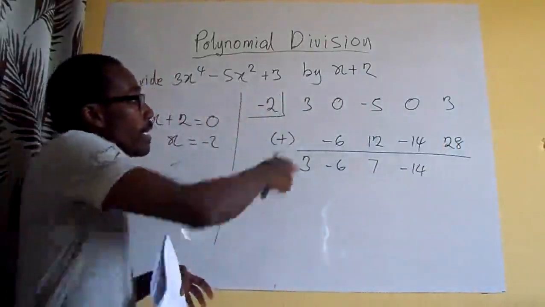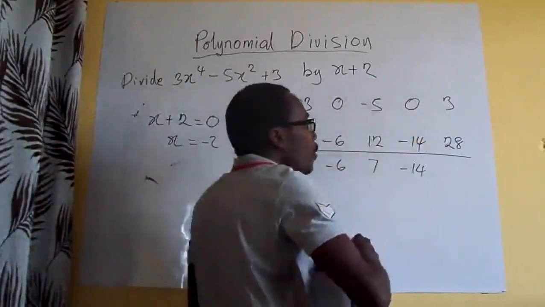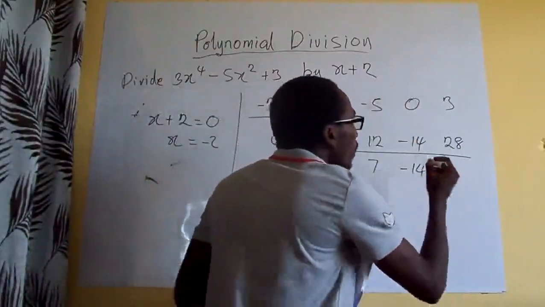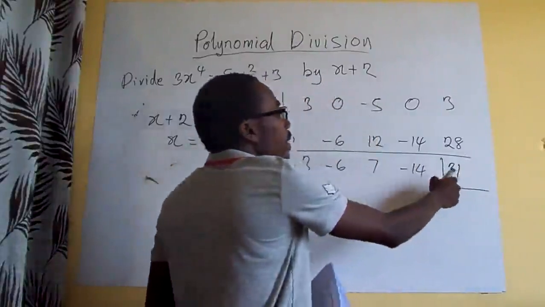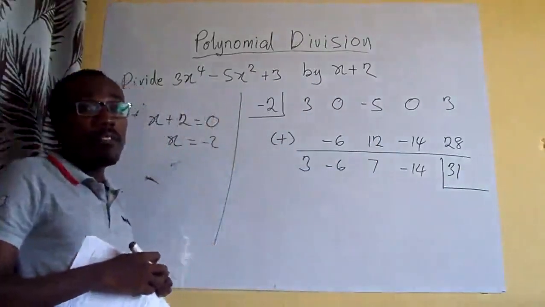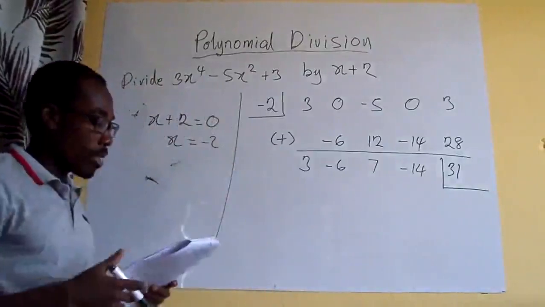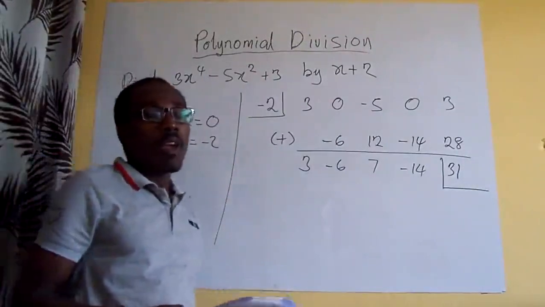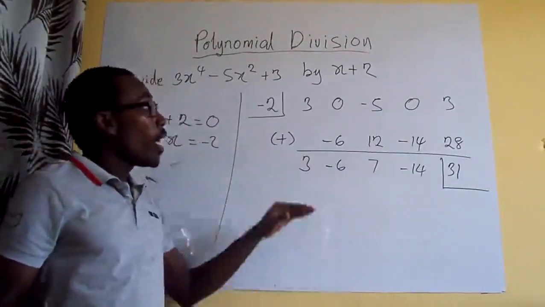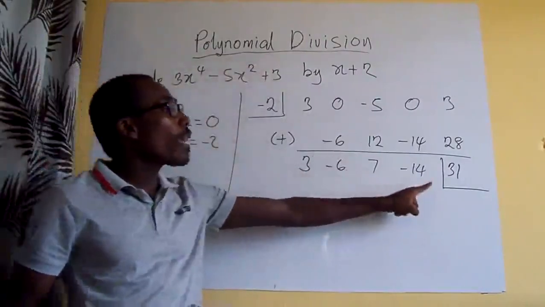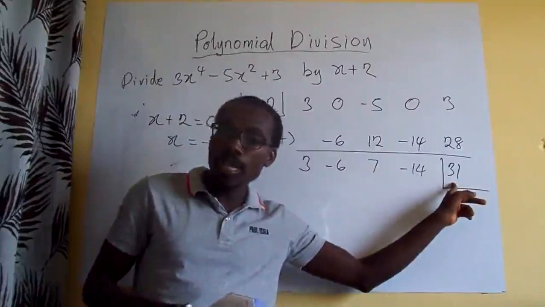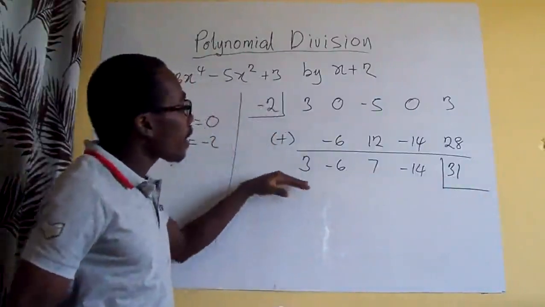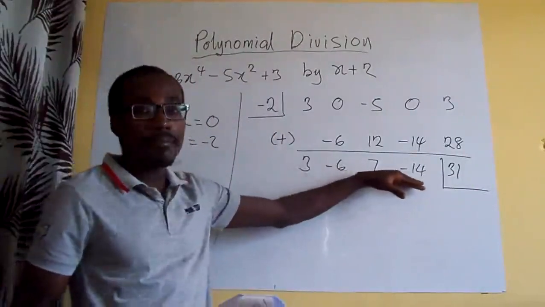And whatever you get here, you sum up to get what? Positive 31. And you see, this is the very last thing, and this is your remainder. If you recall from the previous exercise that we did with regards to the long division, it was the same question, and you could realize that we had the same remainder, which is what? 31.